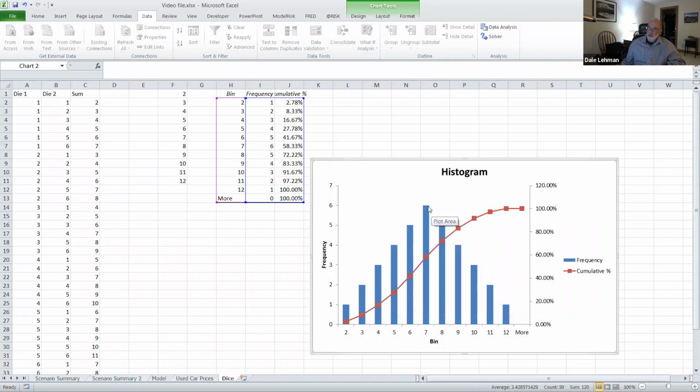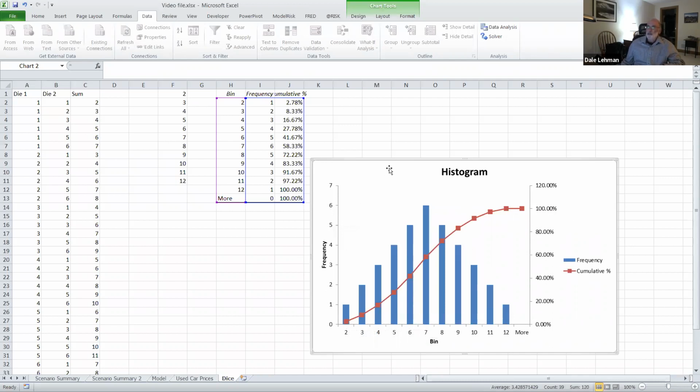So there's a higher frequency of 7 than any other number, followed by 6 and 8, 5 and 9, and so on. The cumulative frequency has the scale on the right and shows that when you get to 12, you reach 100% of the possibilities. And at 2, it starts off really quite low. The frequency is measured here in the number of ways that you can get that outcome. And the cumulative is a percent here.